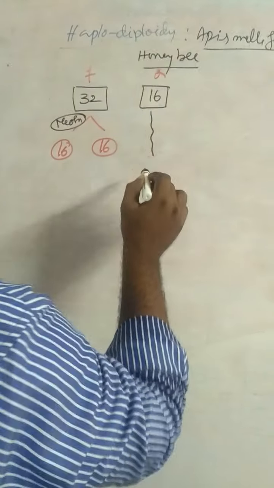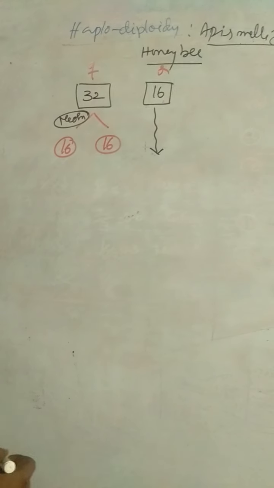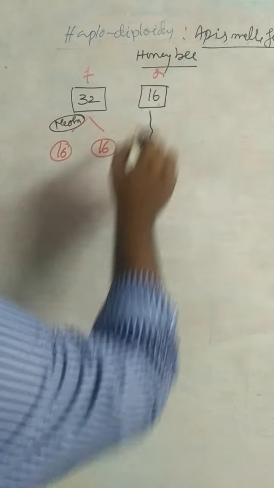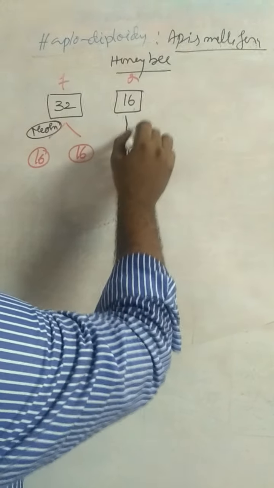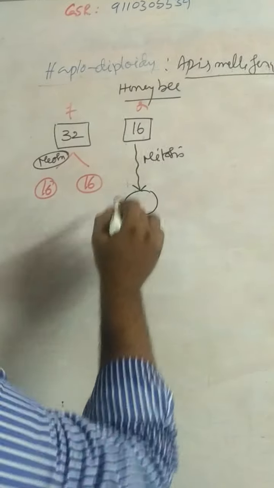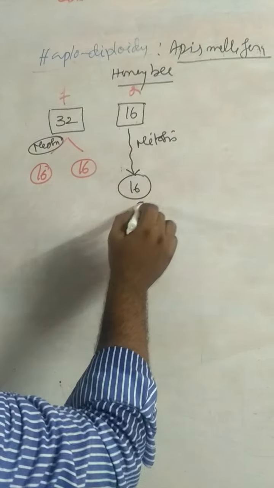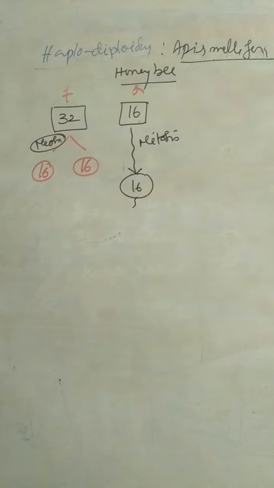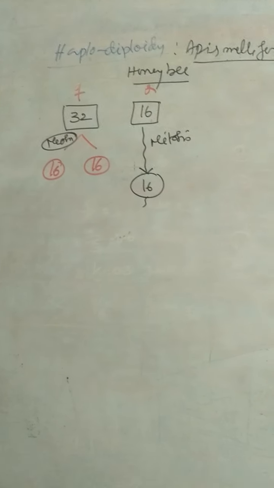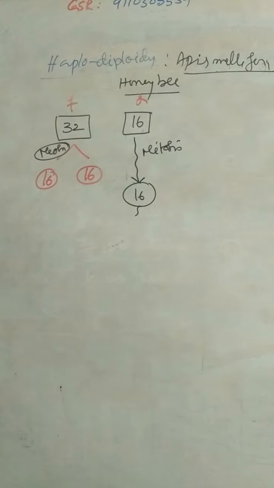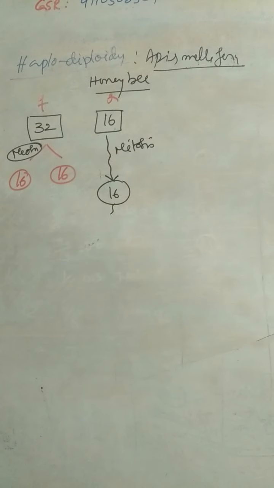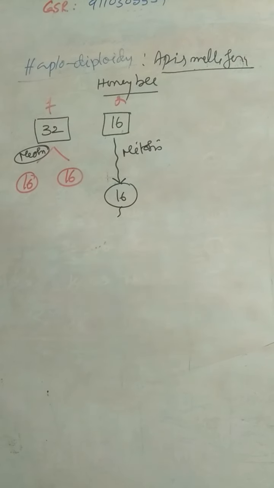Males do not undergo meiosis. That means in spermatogenesis, mitosis takes place. In mitosis, there is no reduction of chromosomes, so males produce sperm with 16 chromosomes. In general, females contain 32 chromosomes and males contain 16 chromosomes.